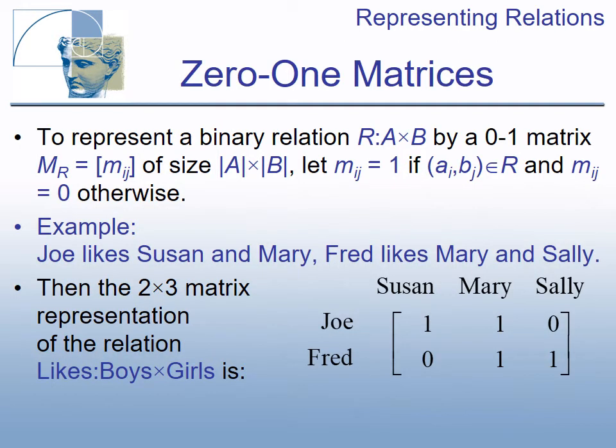To represent a binary relation R from A to B by a 0-1 matrix M of size cardinality of A by cardinality of B, let the element m_ij be equal to 1 if the tuple (a_i, b_j) belongs to the set of relation R, and 0 otherwise. Here is an example. There are 3 girls and 2 boys. The relationships between them are the following. Joe likes Susan and Mary. Fred likes Mary and Sally. Then the 2 by 3 matrix representation of the relation likes between boys and girls is shown on this slide.